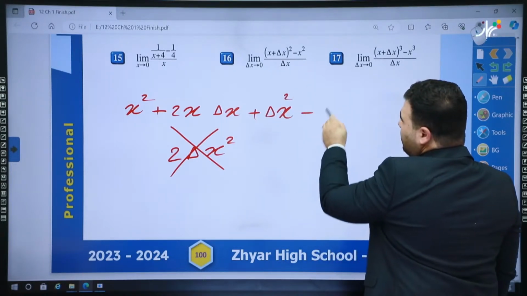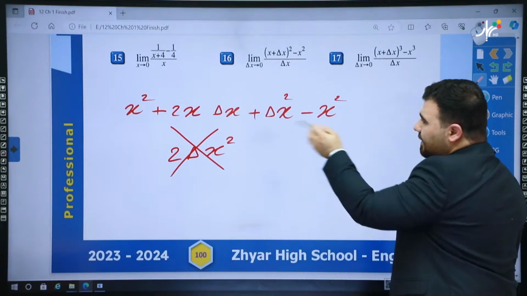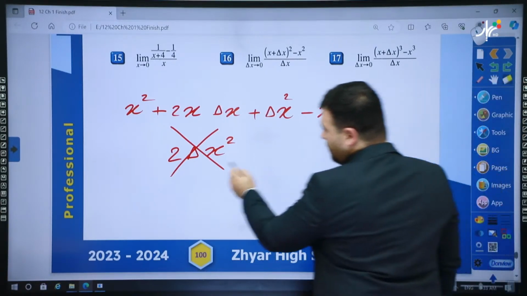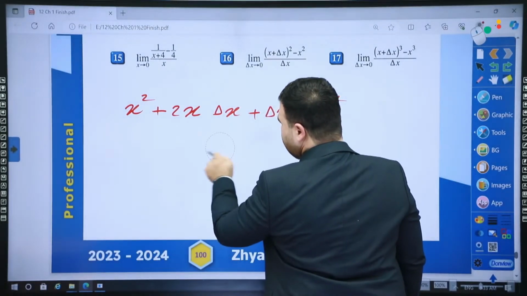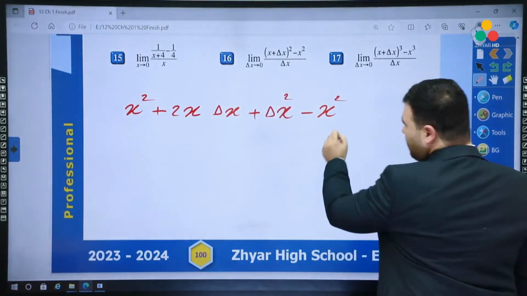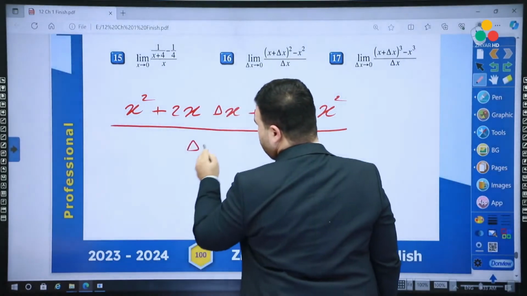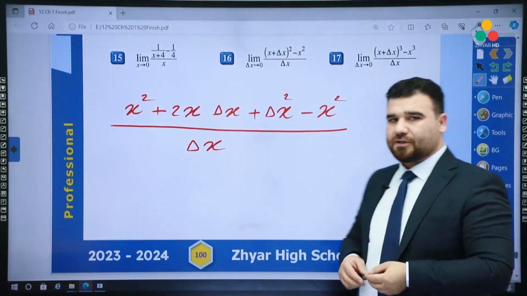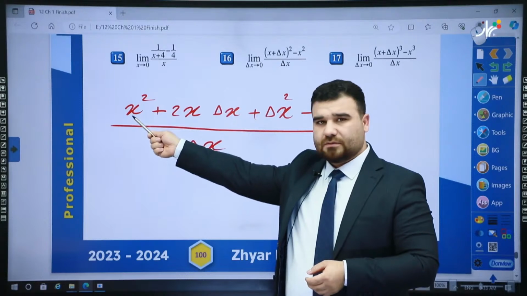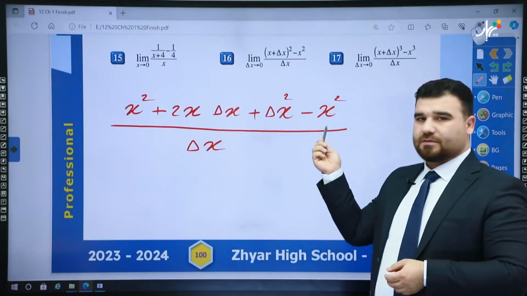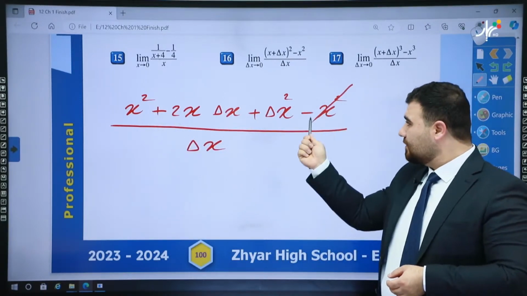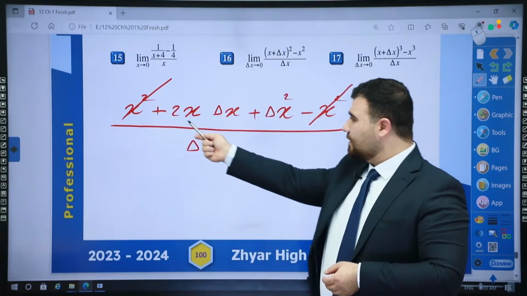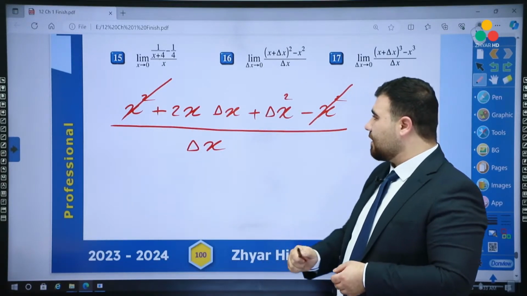There is minus x squared, right? Minus x squared. These is all over delta x. So if we erase these, and write the denominator, it's all over delta x. All right. Now, we have like terms. There is x power 2, and there is negative x power 2. So they can cancel out. What's remaining is 2x delta x plus delta x power 2.